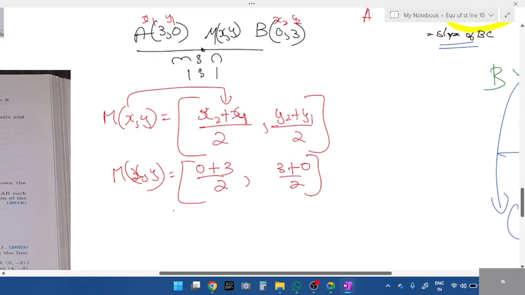So here we have used two chapters together. This is what I was talking about. The next question will have three chapters together: reflection, section midpoint, and equation of a straight line.